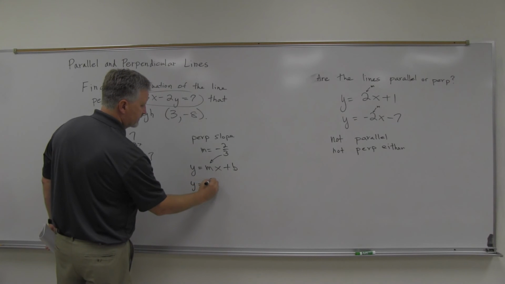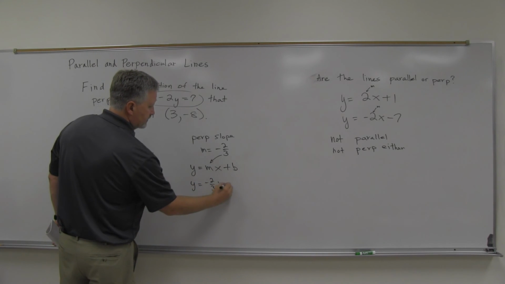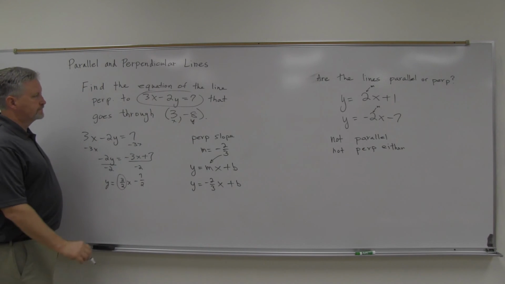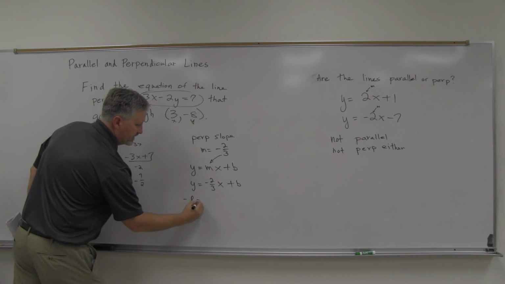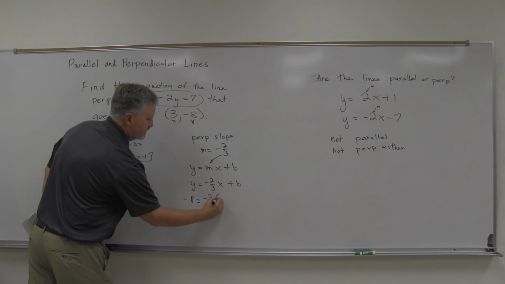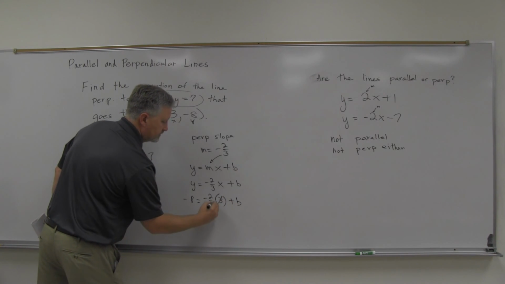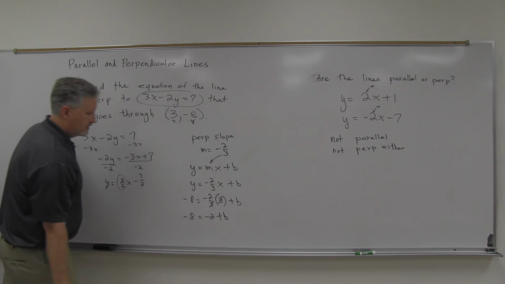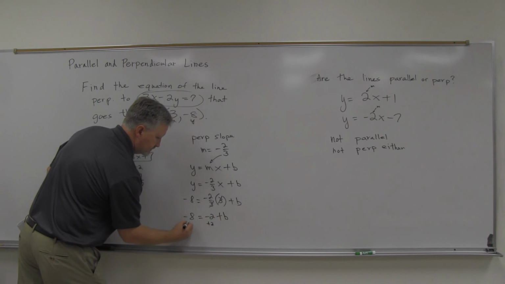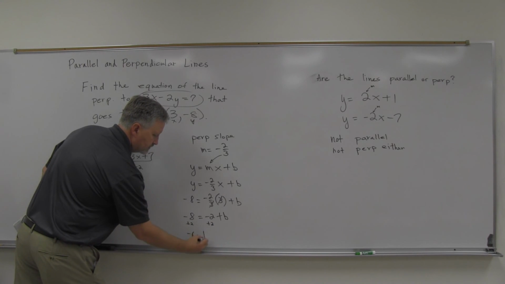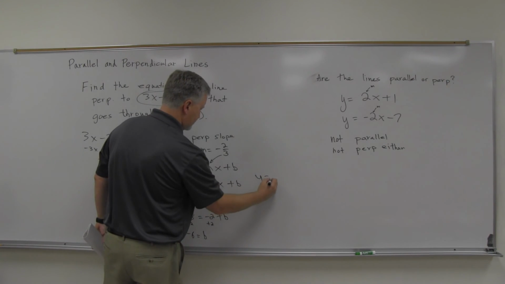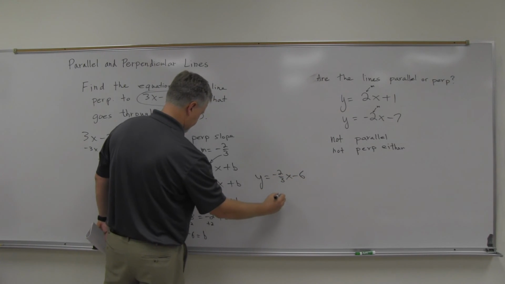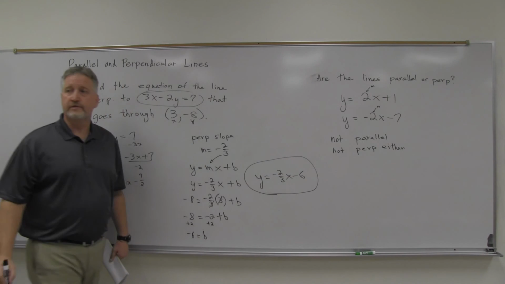negative 2/3, and so we can just plug in and find the b. Plug in that for x and y, and you got your b, right? So this will work out nice. So negative 8 equals negative 2/3 times the x, which is 3, plus b. So b is negative 6. So here's my perpendicular line: y equals negative 2/3 x minus 6. Is that okay? Believe that?